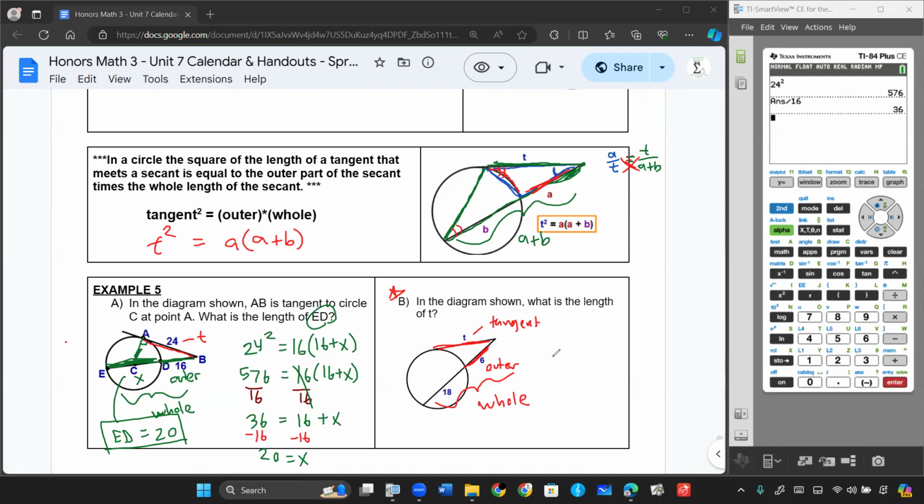So your formula will be t squared equals 6 times parentheses 6 plus 18. Now this is all housed on the right side, so let's just drop it down. T squared is 6 times, let's see, 6 plus 18 is 24.